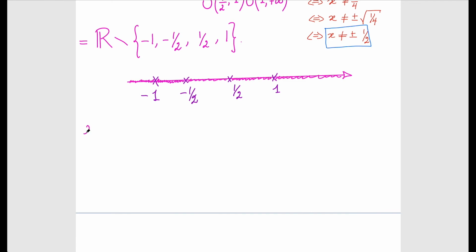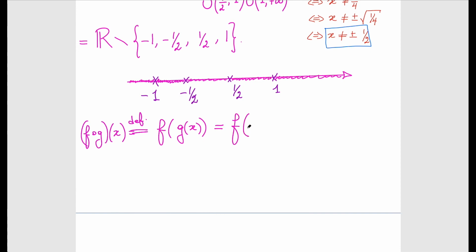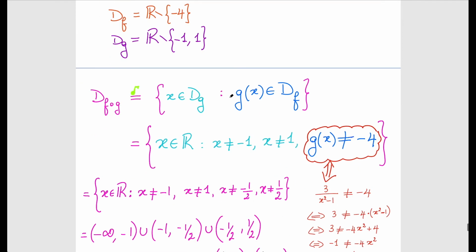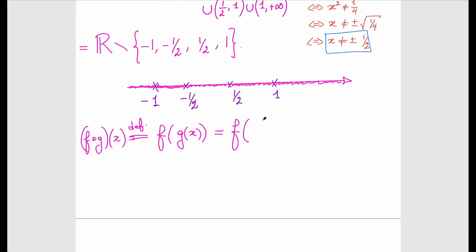We need to find the recipe of the function f composed with g at x, right? We need to find the recipe of f composed with g at x. Okay, so this is by definition f at g of x, correct? F at g of x, and that's the same thing as f of g of x, and g of x was given to us to be how much? G of x was given to us to be 3 over x squared minus 1. So 3 over x squared minus 1.